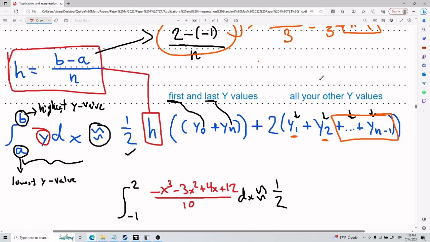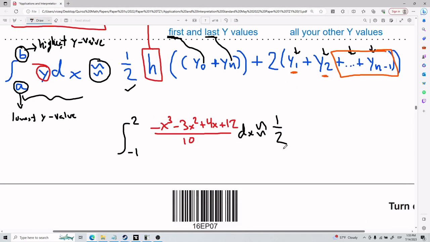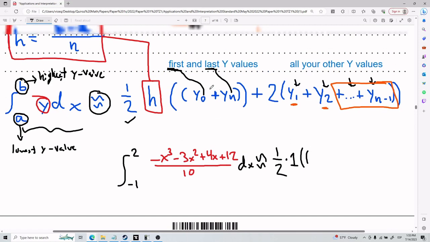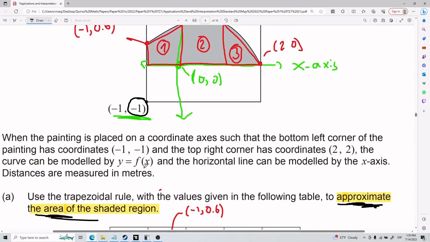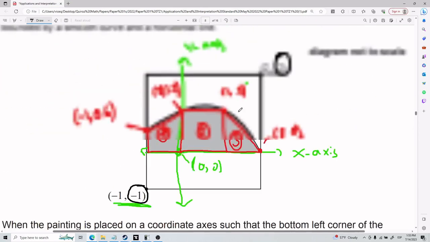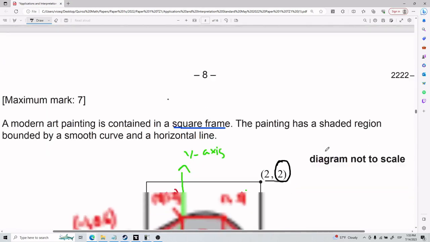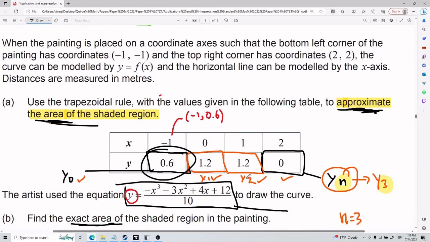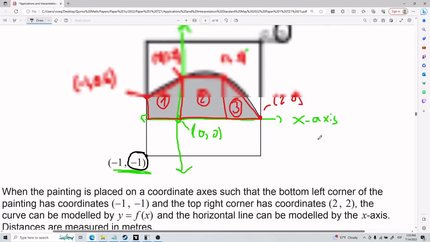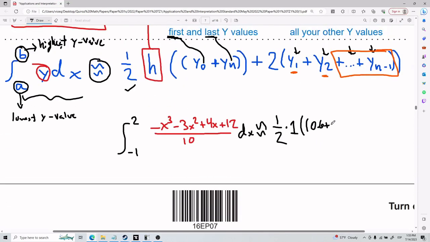Okay, it's coming together, isn't it? Let's plug in h. So h we just said is 1. So I'm going to have 1/2 times 1, parentheses y0, which we just said is 0.6, plus my last one, ¿cierto?, yn, which is going to be 0. So it's 0.6 plus 0, close parentheses.